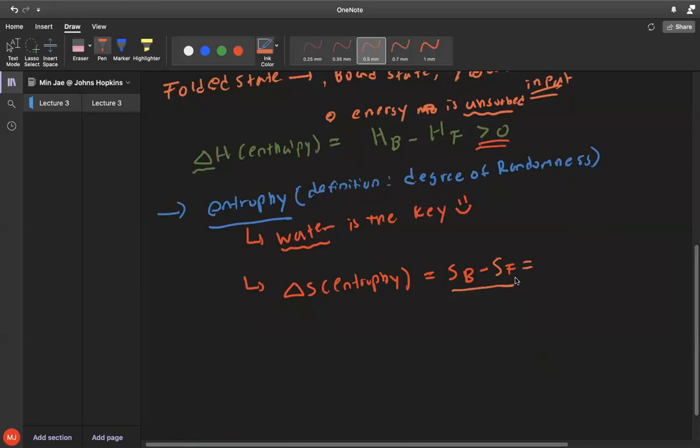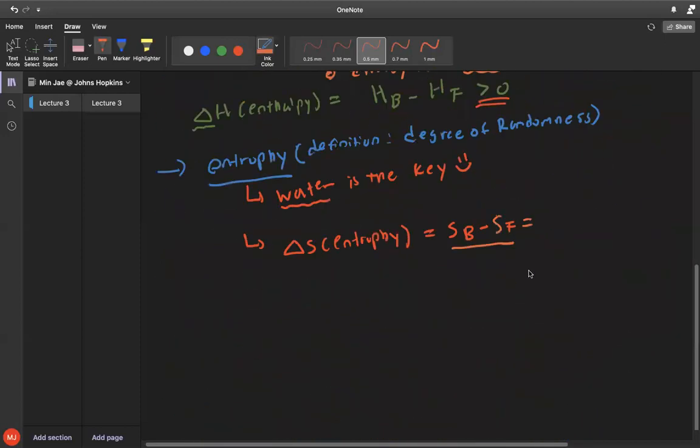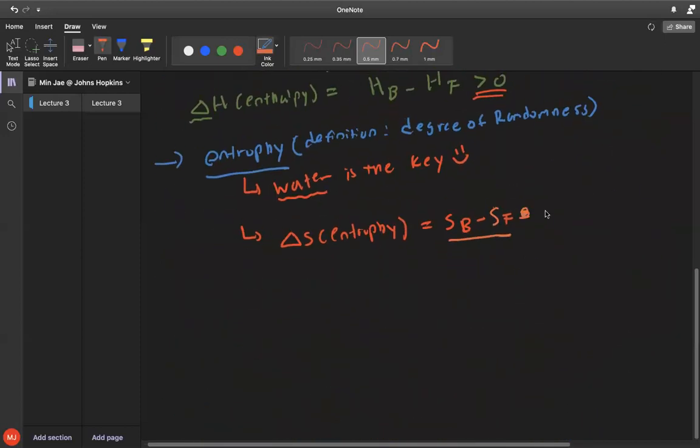Now, since we see an increase in entropy while transitioning from the folded state to the bound state, that part has to be positive because there's an increase. An increase means the delta S has to be positive. So it's a little notation. Positive.